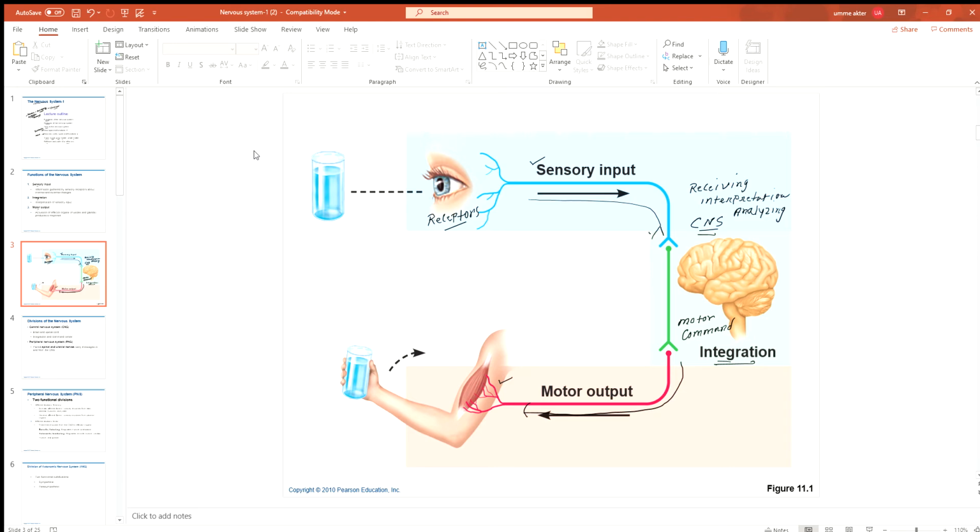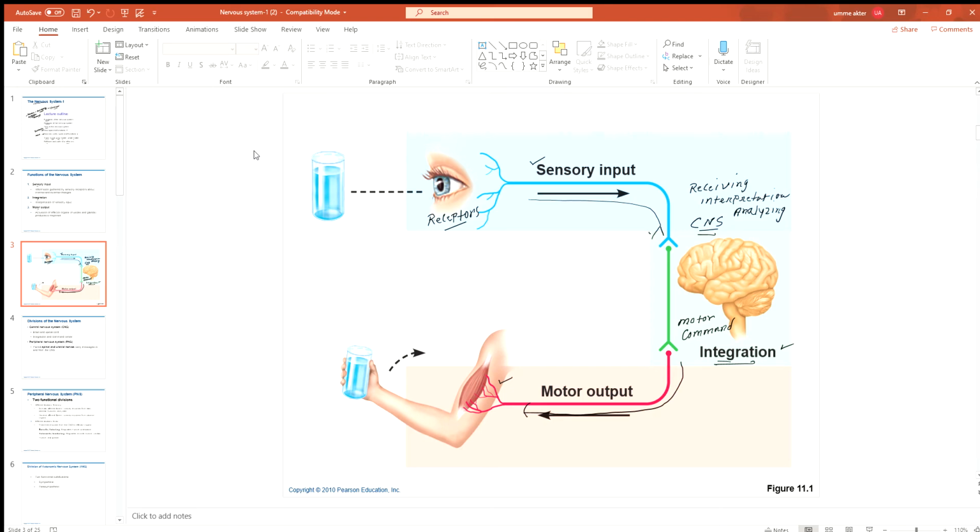And then it will also measure the distance of that glass, the shape of that glass, because the brain will send signal to the muscles of your hand to reach to that glass of water and grasp it and then bring it to the mouth. So you see that all those analyzing and measurements, all those interpretation are done in the integration center in the central nervous system. And then based on those interpretation, your central nervous system sends motor command through the motor nerves to the muscles.